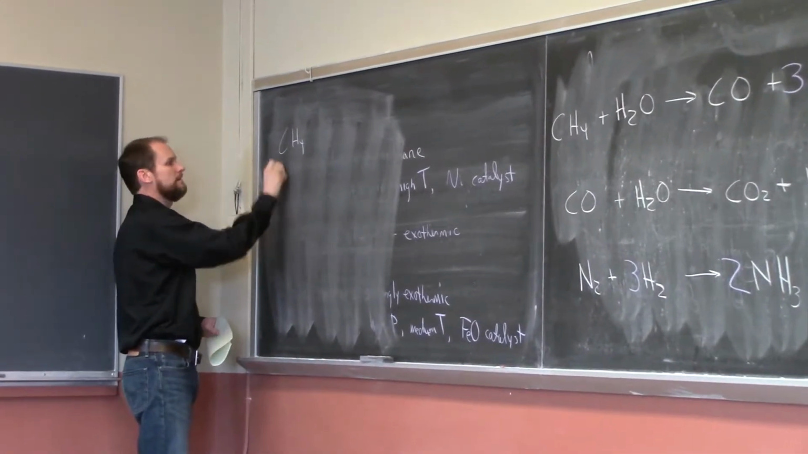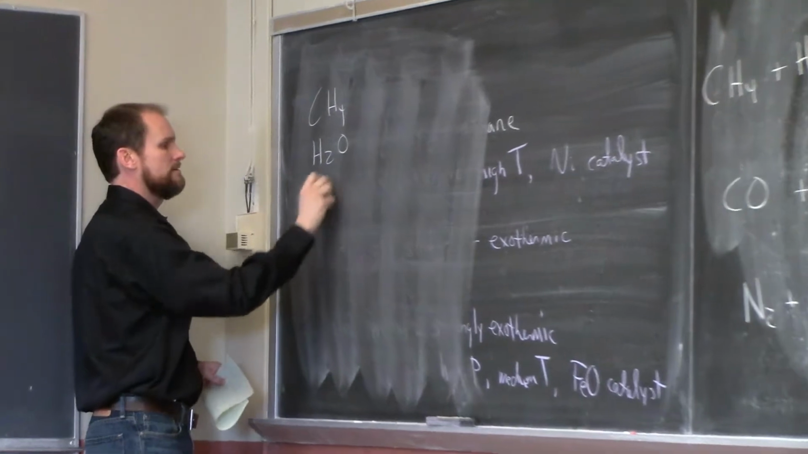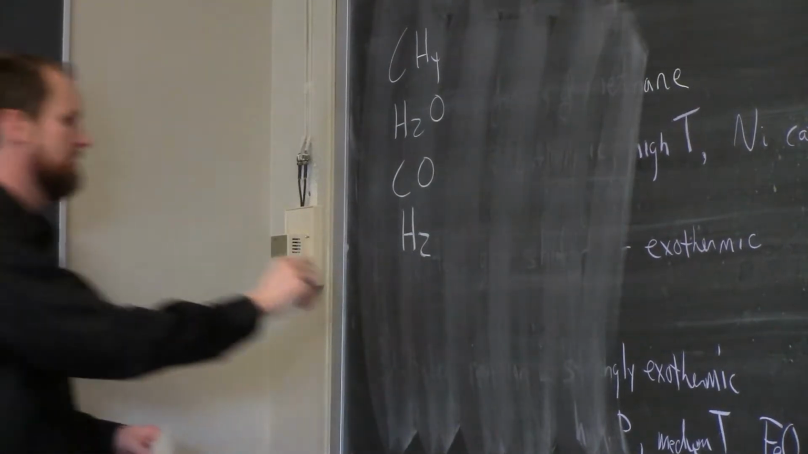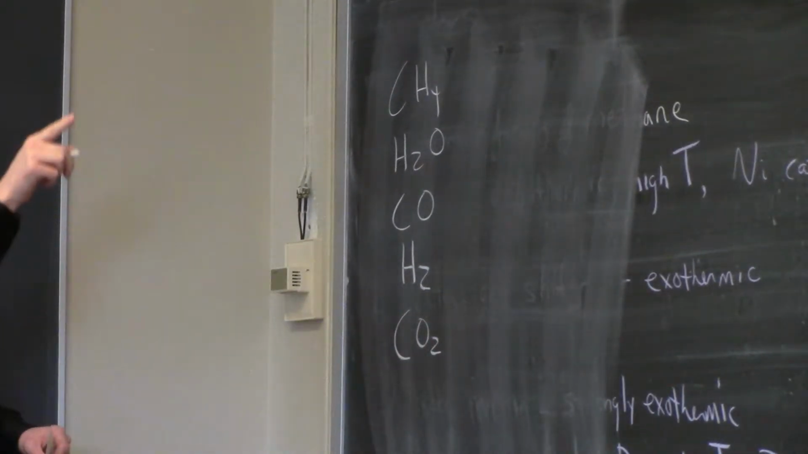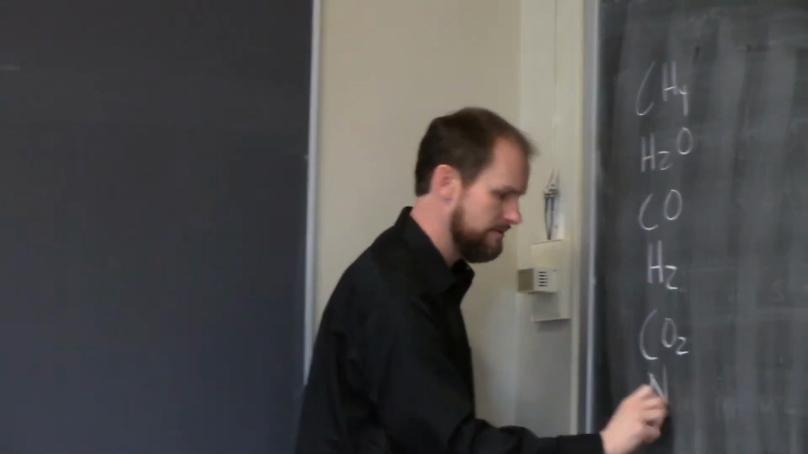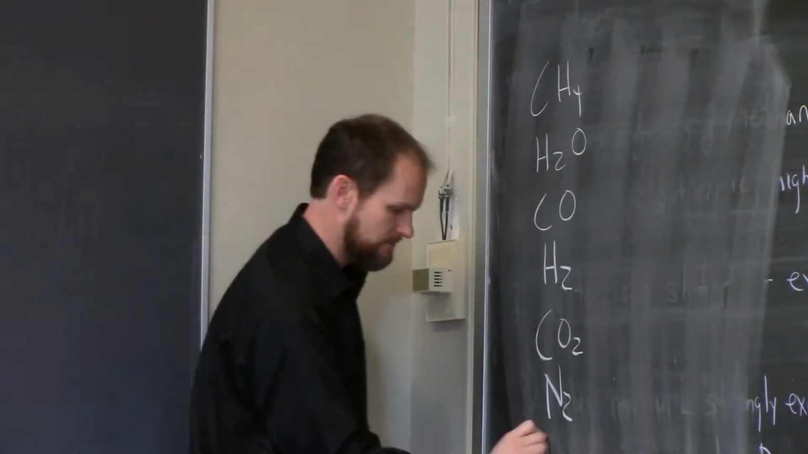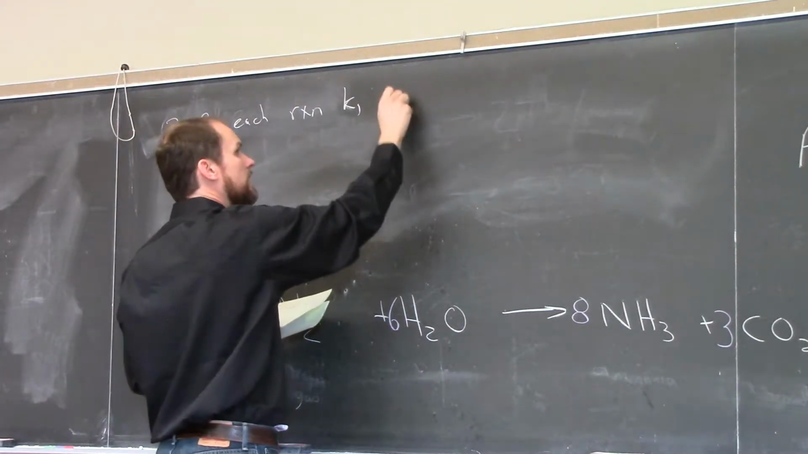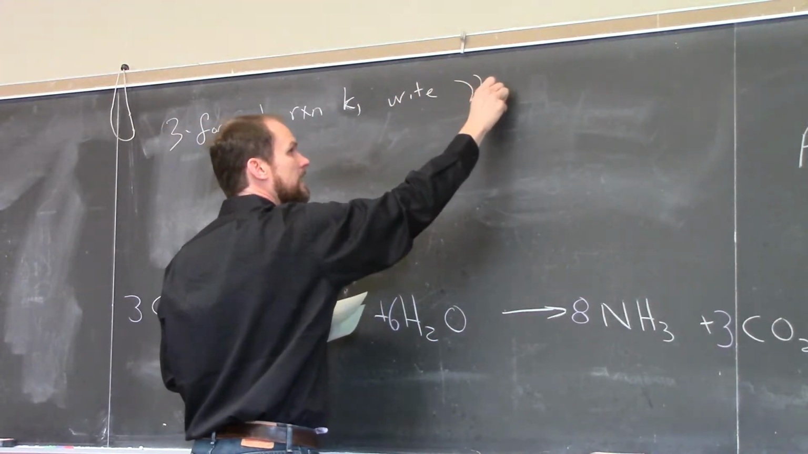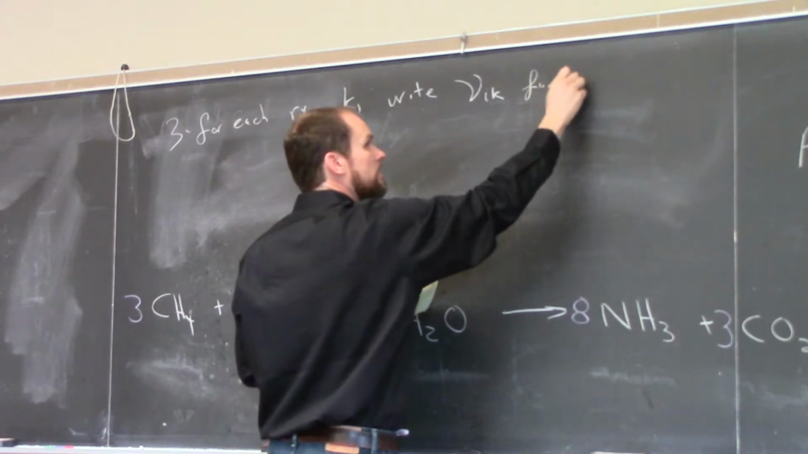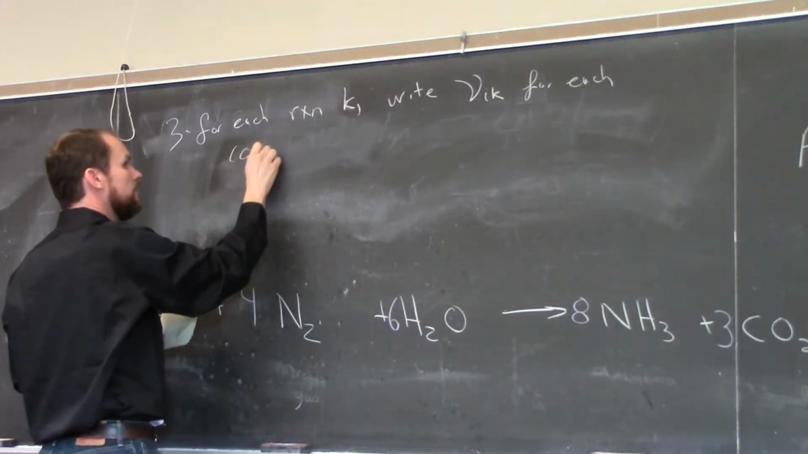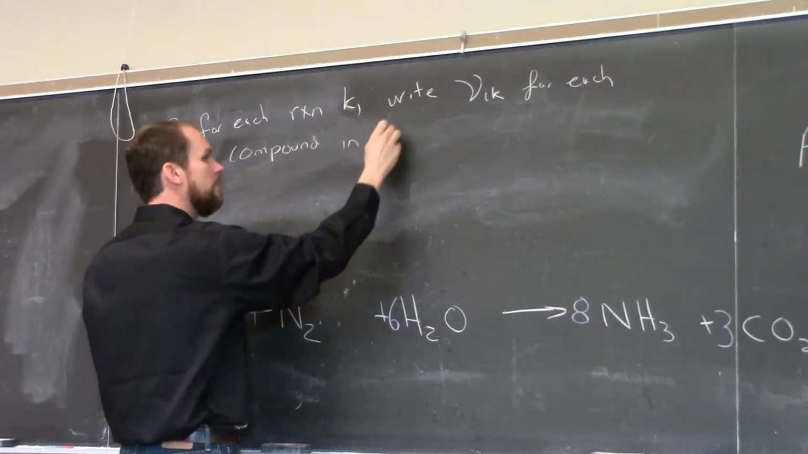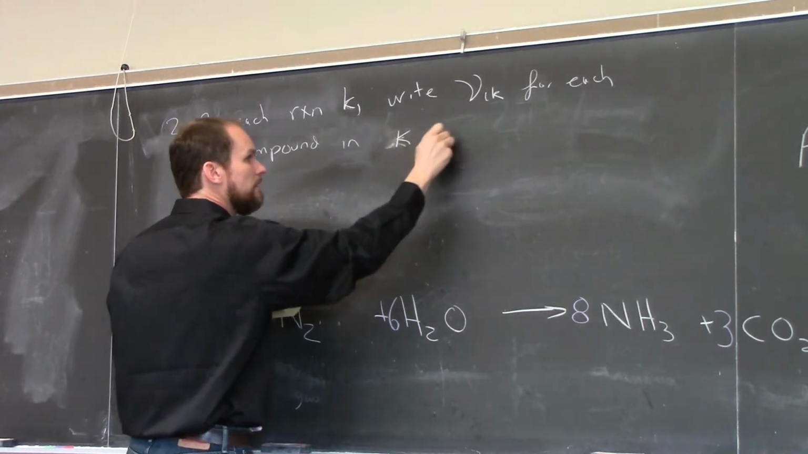So I want to make a list of each compound. CH4, H2O, CO, H2. CO I already have, H2O I already have, CO2, H2O I already have, N2, H2, I already have, NH3. Third, for reaction K, I want to write new IK for each compound in K columns.